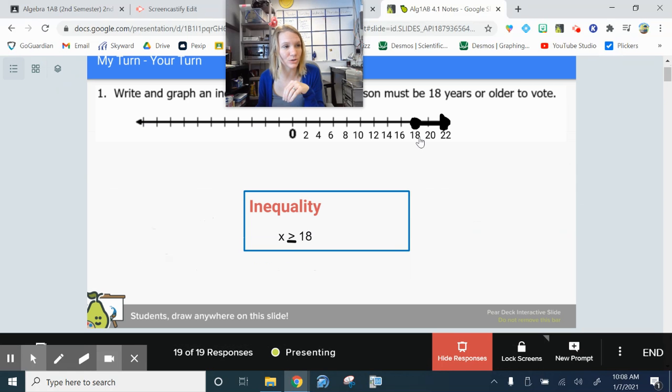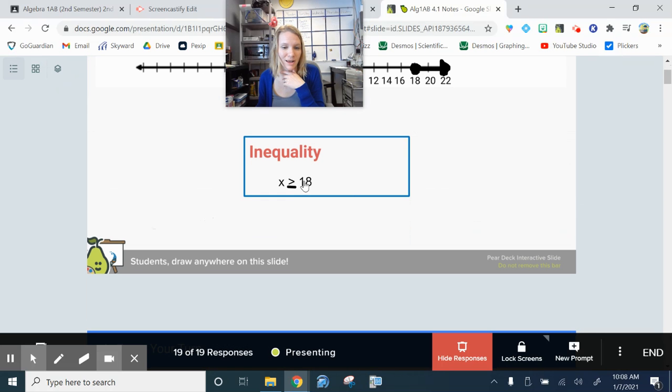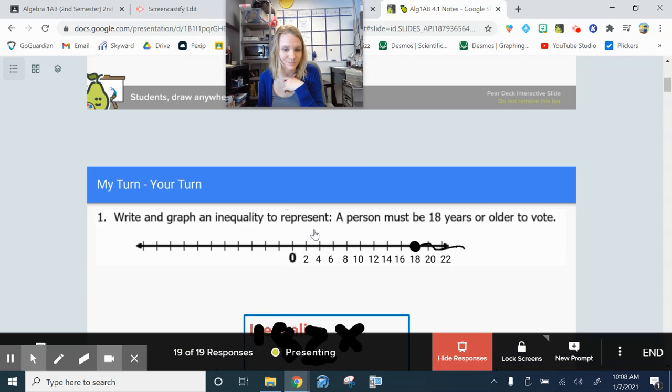So 18 would be included in the people who are old enough to vote. So we would have that as part of our option. So in our symbol, we would have our greater than or equal to symbol. So we have the line underneath and then the 18 afterwards.